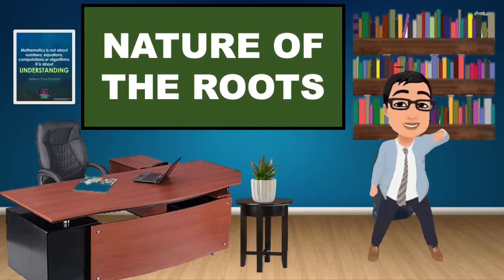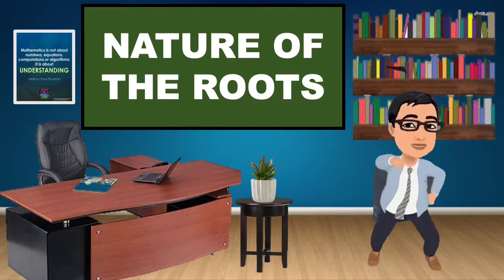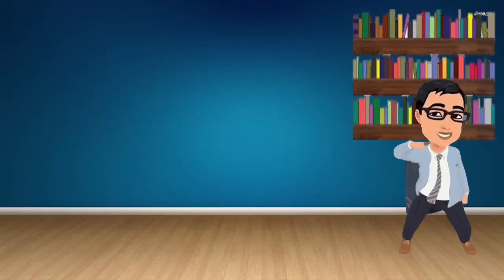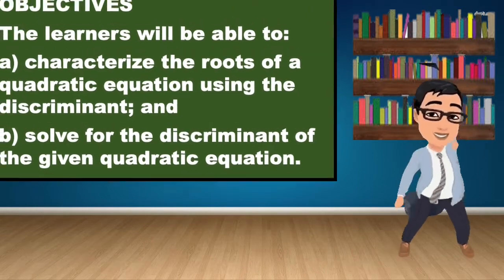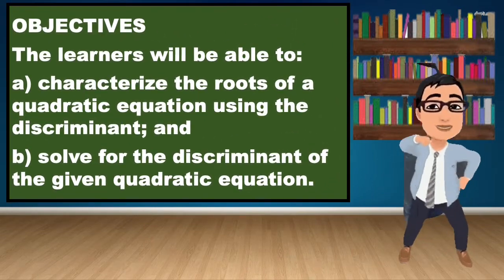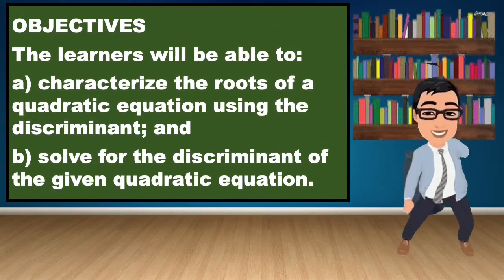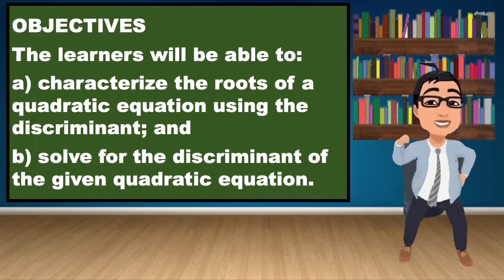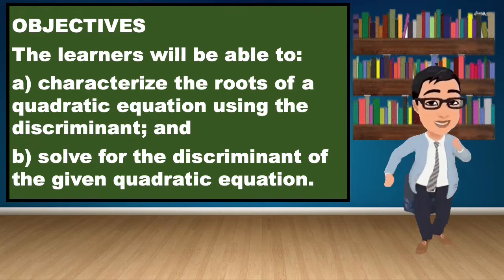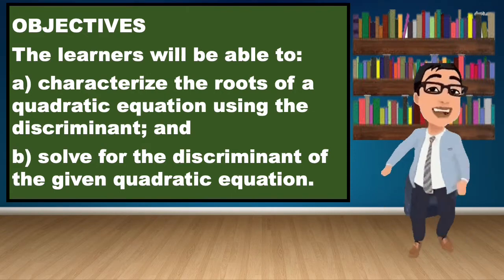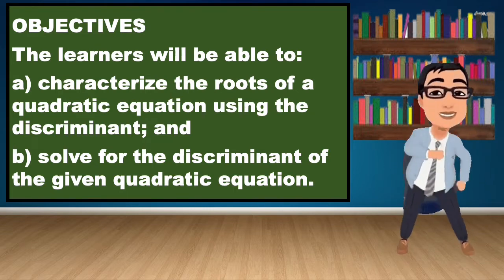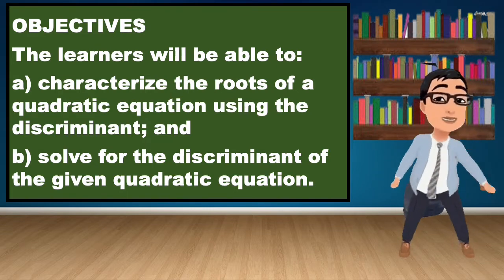Our topic for today is about nature of the roots. The objectives of this lesson are the following. The learners will be able to: A. Characterize the roots of a quadratic equation using the discriminant, and B. Solve for the discriminant of the given quadratic equation.